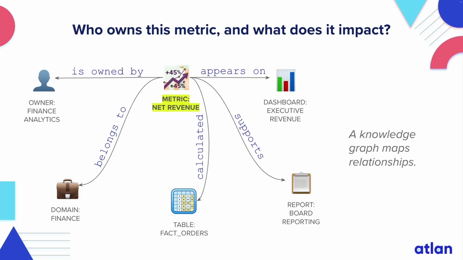So, if you want the one-line version, a knowledge graph turns your data from a pile of disconnected artifacts into a connected system of knowledge where context isn't stuck in people's heads, it's visible, navigable, and usable.